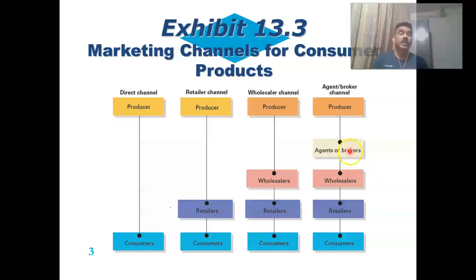And the final fourth one is the agent or broker channel, where other than wholesaler and retailer, agents or brokers are there. I already told you in my last PPT that agents or brokers do not own the product. The title does not go to them, because they're only the facilitator to sell that product from producer to the wholesaler or retailer. So the last channel has three intermediaries between the producer and consumers, right?